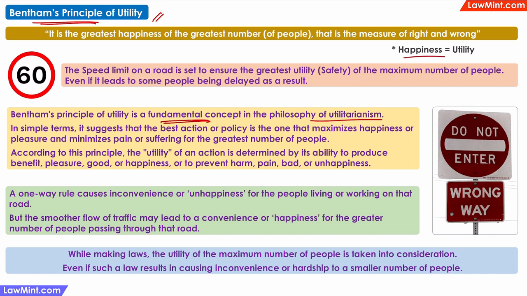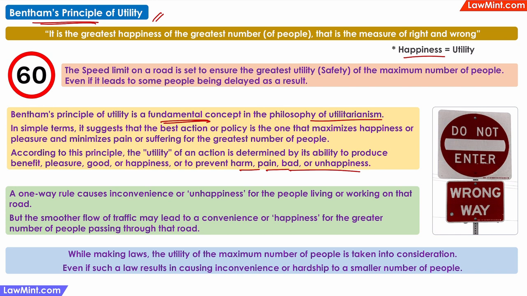It can mean happiness, convenience, benefit, pleasure, or it can also be anything that prevents or minimizes harm, pain, or unhappiness. The basic idea behind this principle is that the actions or the policies of the people who make the law, that is the government, should be aimed at creating utility for the maximum number of people.